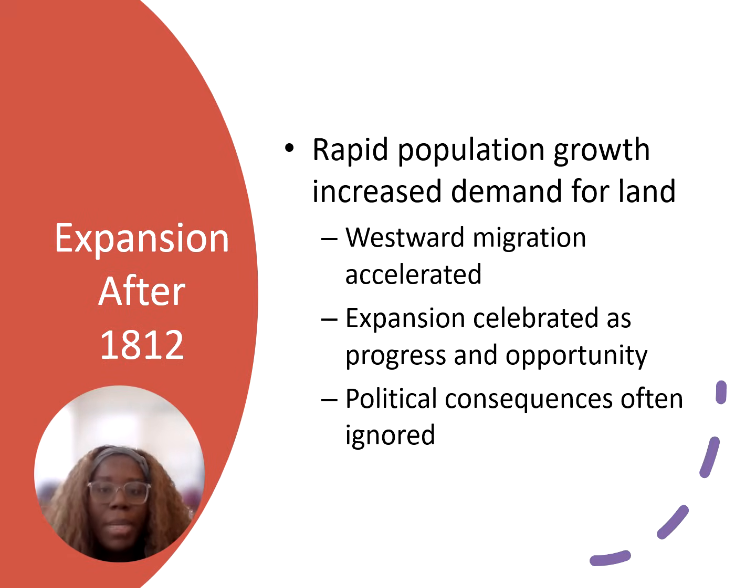However, this optimistic and positive view overlooked the serious political consequences of moving west. Each new territory was not just land to be settled, it was a future state. That meant representation in Congress, influence over national laws, and power in the federal government. So expansion forced Americans to make repeated decisions about slavery, balance of power, and the direction of the nation.